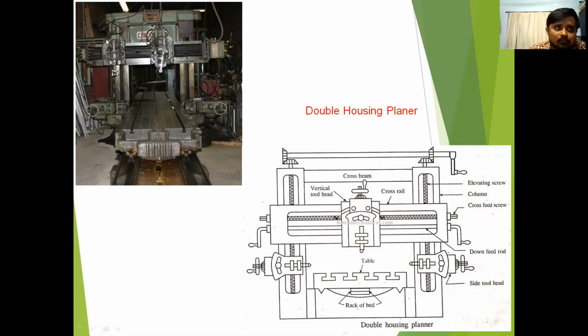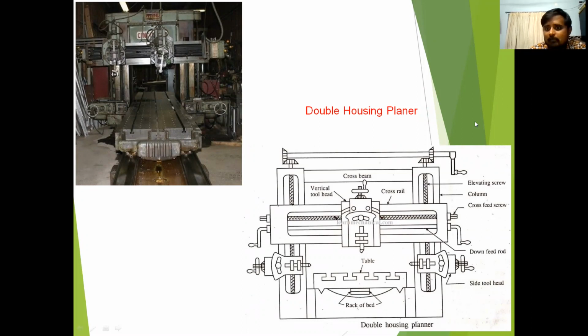And also here we can change the distance between these two tool heads by sliding them on the cross rail. So depending upon the application and the position of the workpiece, you can change the position of the cutting tools. And here the table is going to be reciprocating, and we are going to move the stationary cutting tool towards the reciprocating workpiece.